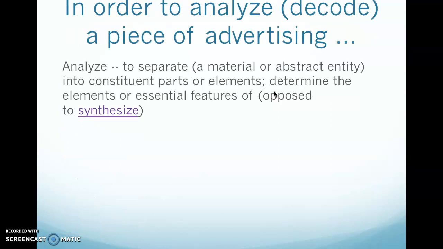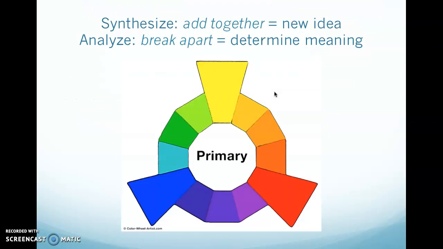Just remember that. When we analyze, we decode something. We break it down. We look at the individual parts and determine meaning from those parts. So when you analyze, according to dictionary.com, you separate a material or abstract entity into constituent parts or elements and determine the elements or essential features thereof. So we've synthesized, right? When you synthesize something, you add pieces together to create a new idea. When we analyze, we're kind of doing the opposite of that. We're breaking it down part by part by part to determine meaning.